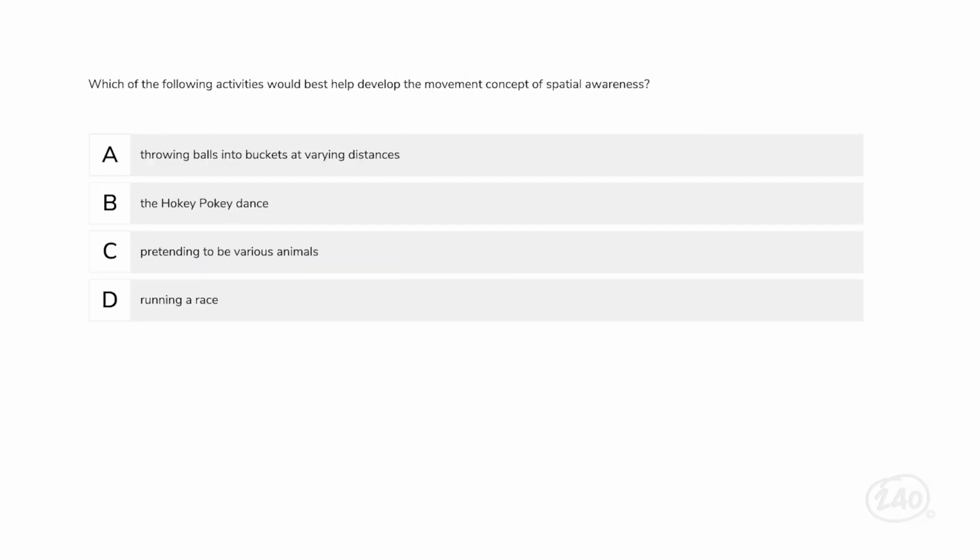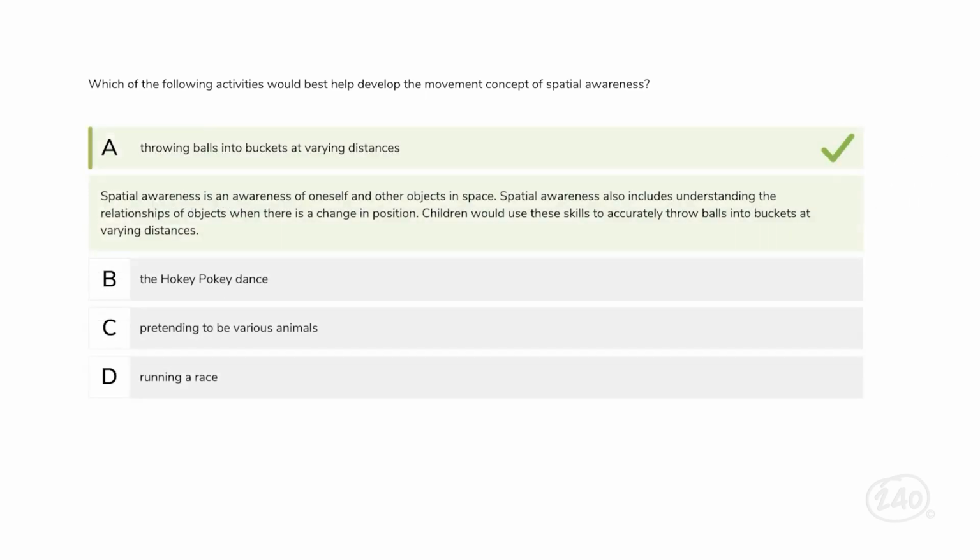Let's finish up with a PE question. Which of the following activities would best help develop the movement concept of spatial awareness? Spatial awareness is an awareness of oneself and other objects in space. Spatial awareness also includes understanding the relationships of objects when there is a change in position. Children would use these skills to accurately throw balls into buckets at varying distances.